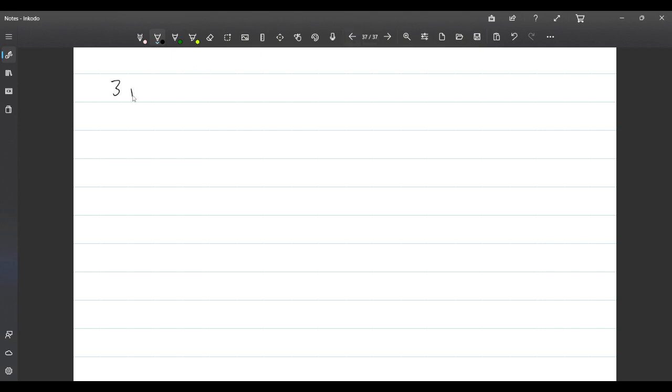Question number three, first part. 9 sec square A minus 9 tan square A is equal to. So here we take 9 common, what is left? sec square A minus tan square A.